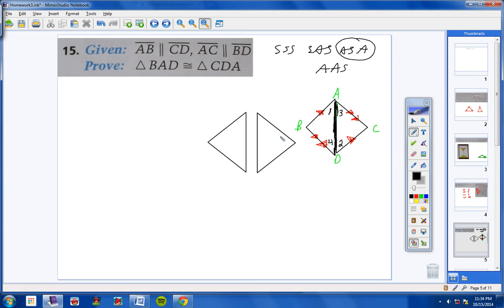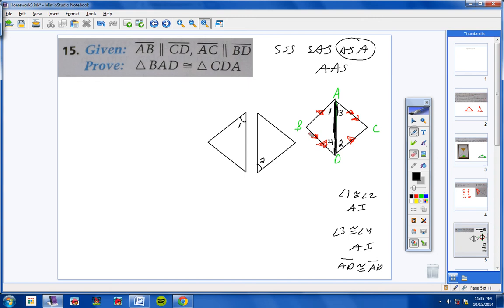Now, remember, we can state that this angle here, 1, is congruent to this angle here, 2. We're just brainstorming, okay, guys? And we can state that by what? They are what type of angles? Alternate interior angles. And we can also state that angle 3 is congruent to angle 4 because they're what? Alternate interior angles. We can also state that AD is congruent to what? AD, because it's the same line. So we should be good. That's angle, side, angle.